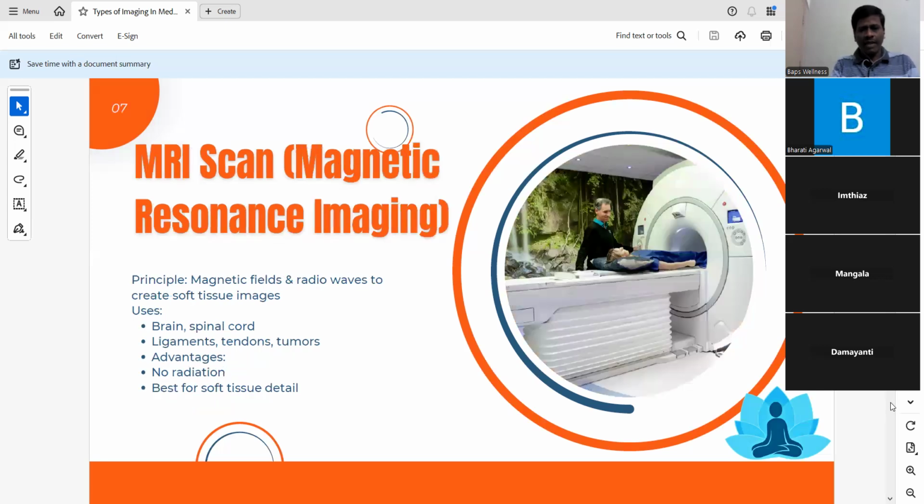Third one is MRI, that is magnetic resonance imaging. It's also commonly used wherever you are not in a position to get a clear image or study about the condition from the CT scan. Normally the doctors would prefer to take the MRI and study in detail about it. So here the strong magnetic fields and also the radio waves are used to create the images based on the hydrogen atom distribution in the tissues.